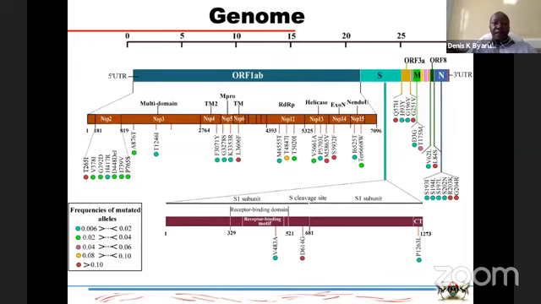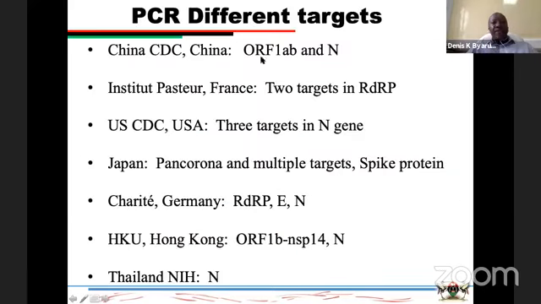Parts of these genomes are working quite reputably, and therefore the cutoff values differ in analysis. China, for example, used the nucleoprotein. The French used two targets in the RdRP, while the CDC targets different areas within the nucleoprotein. The Japanese use the pan-corona and multiple targets in the spike protein, while the German protocol, which was adopted by WHO, has three targets: the RdRP, as well as targets in the E, or envelope, and the nucleoprotein. The Hong Kong group also targets the ORF and the nucleoprotein. While the Thailand group only specifically goes for the nucleoprotein.